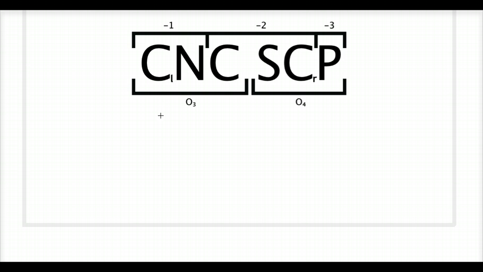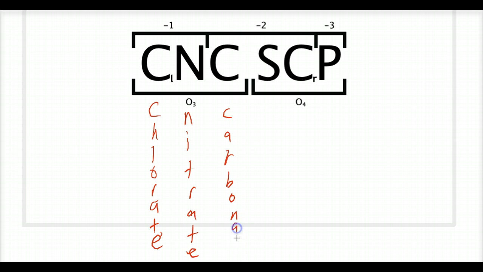It would be chlorate. This one would be nitrate. This one would be carbonate. The S would represent sulfate.